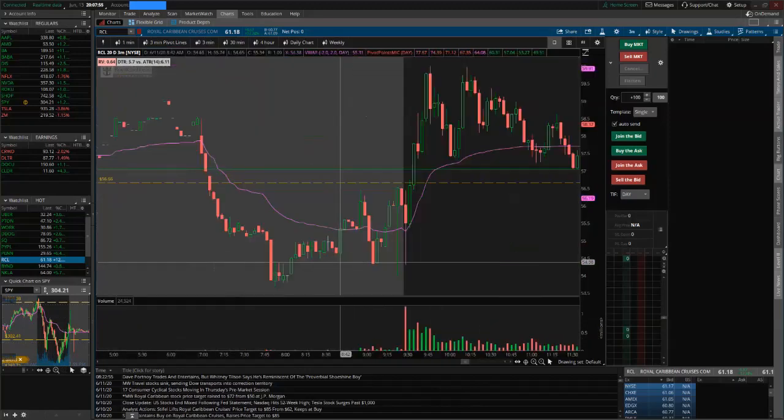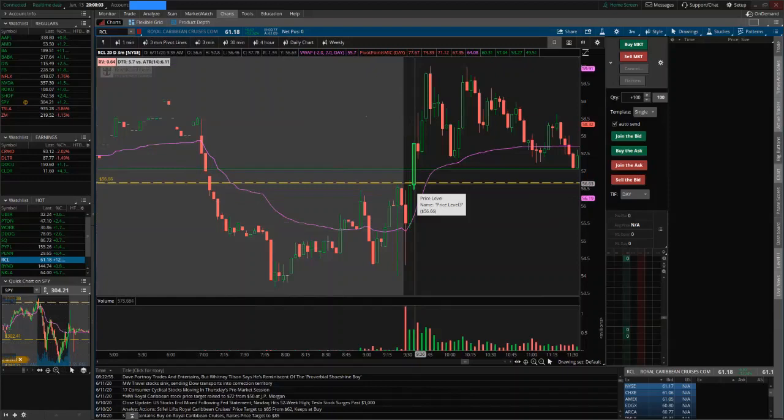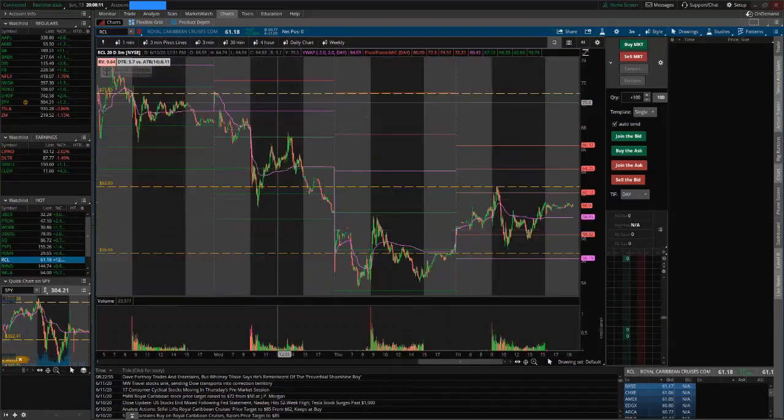Let's look at this. So this is an example of when price opened up too close to our line. So you can see it, and when it opens up too close, a lot of times it just blows right through it. So just don't even mess with it.